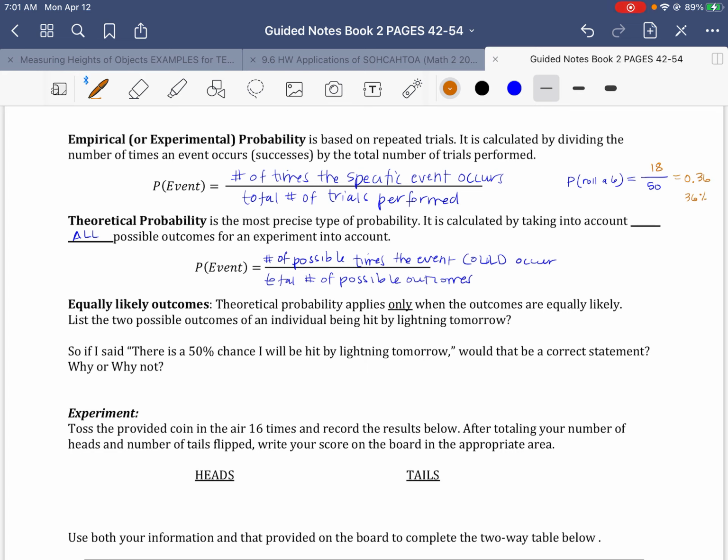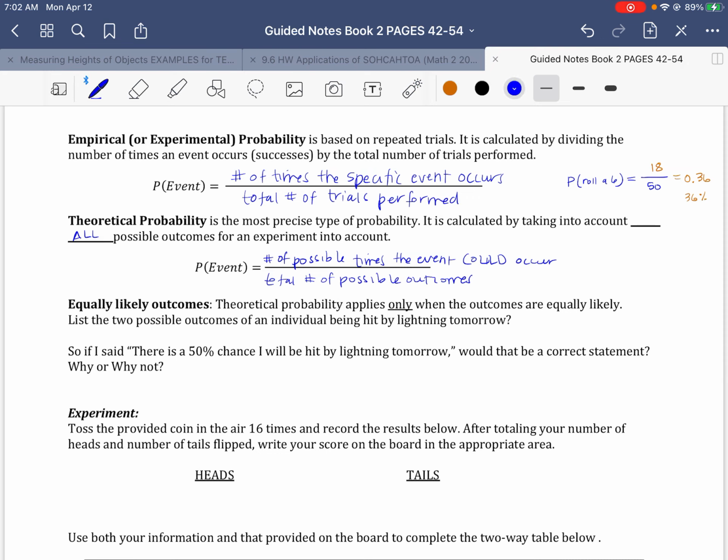Okay, that's an experiment. Theoretical is just like it sounds. This one is just using your brain to theorize what the probability would be. So what we do is we just look at what could occur. So this is the most precise type of probability. It's not based on an experiment. And it takes into account all possible outcomes that could occur. So if you look at it again, we're finding the probability of an event. You take the number of times the event could occur, and then you put it over the total number of possible outcomes.